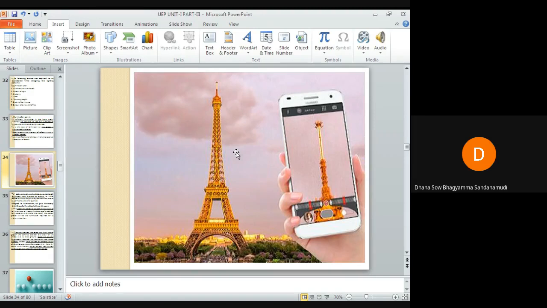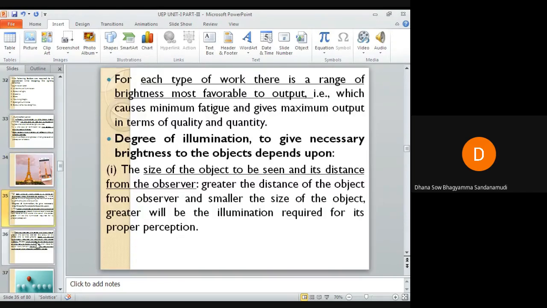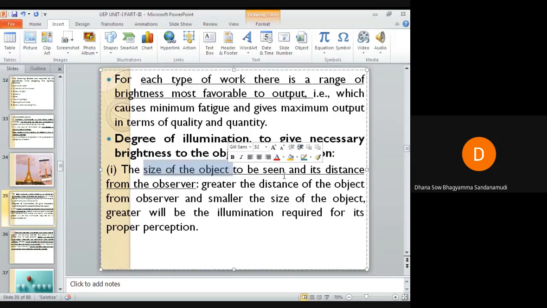If proper illumination is not there, if I'm looking at a faraway object, then I can't recognize it clearly. I can't identify it clearly. So the degree of illumination to give necessary brightness to the object depends on one of the factors, that is the size of the object to be seen and its distance from the observer.